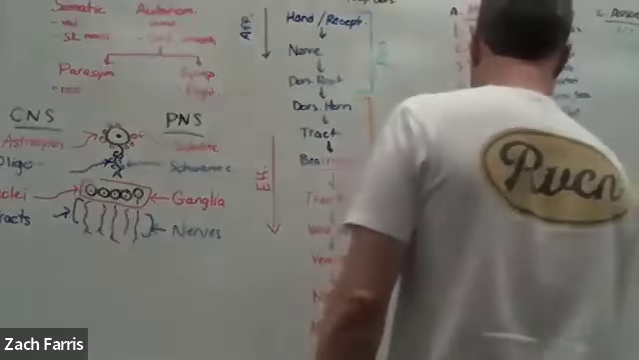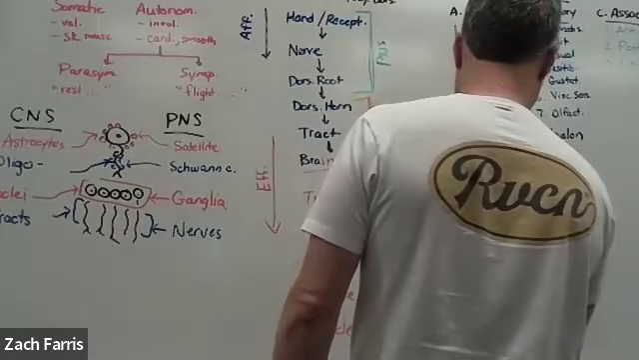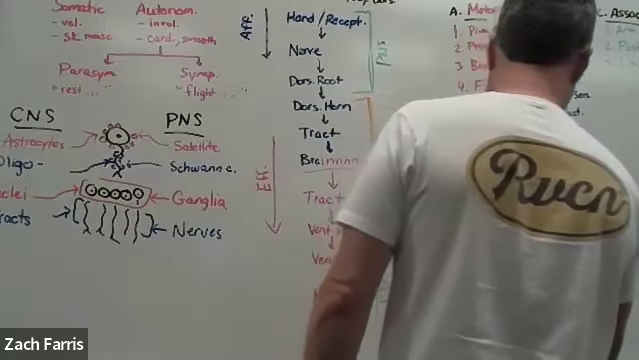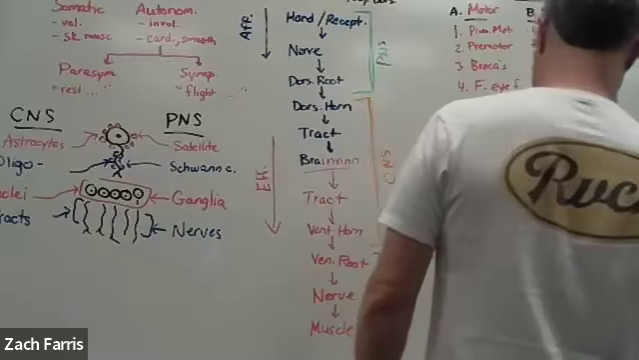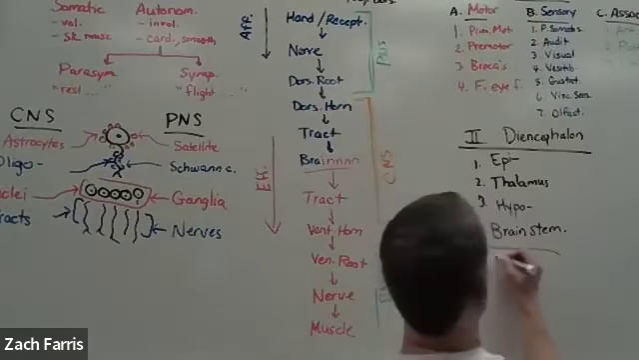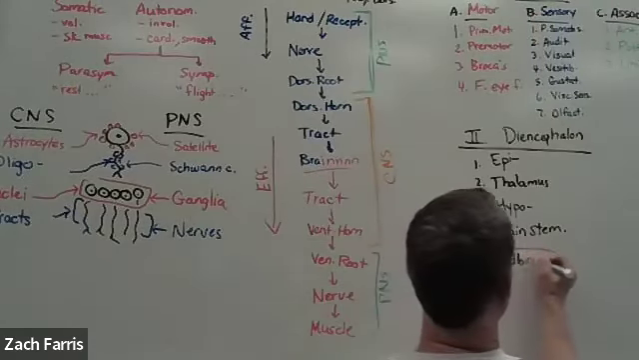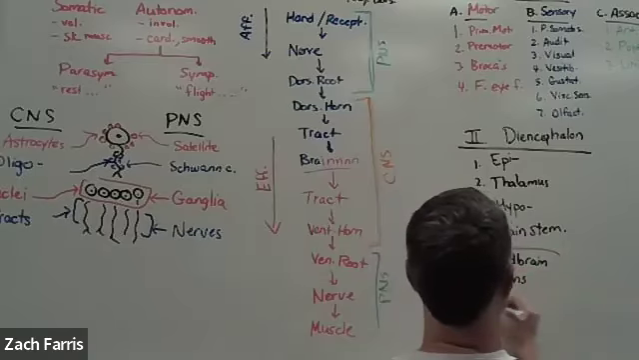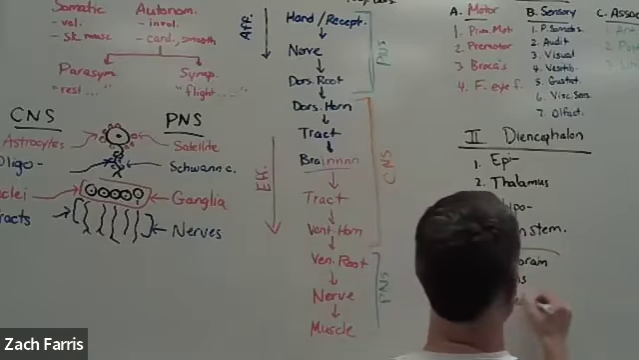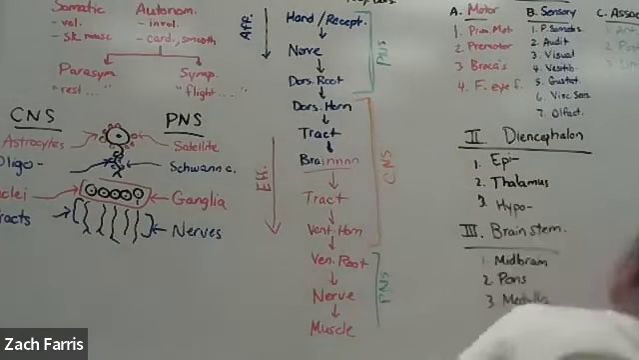What's after the diencephalon? Where do we go after that? Brain stem. What are your three structures of the brain stem? Midbrain, pons, and medulla oblongata.